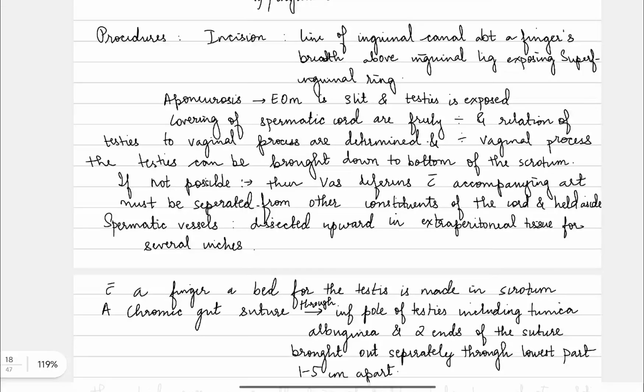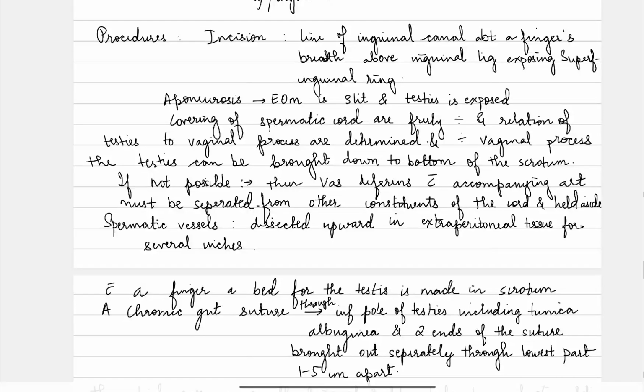What is the procedure? An inguinal incision is made on the line of the inguinal canal, about one finger's breadth above the inguinal ligament, exposing the superficial inguinal ring. Now the aponeurosis of the external oblique muscle is slit and the testis is exposed. Coverings of the spermatic cord are freely divided and the relation of the testis to the vaginal process is determined, and the vaginal process is divided. The testis can be brought down to the bottom of the scrotum.